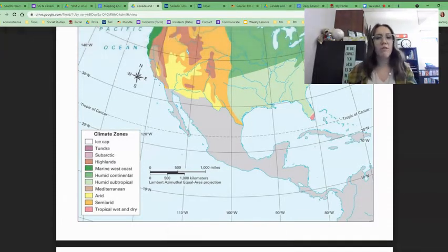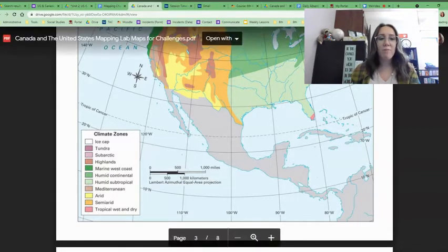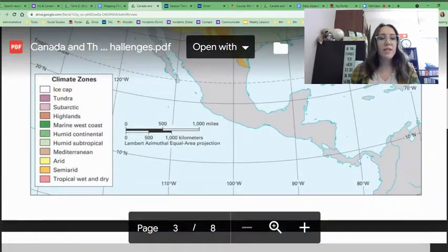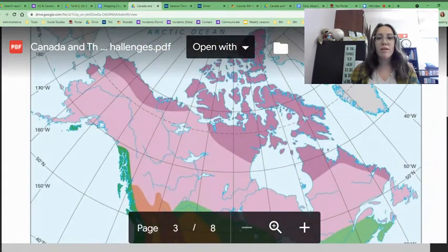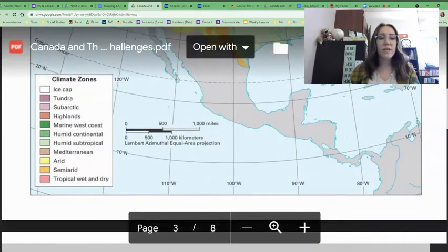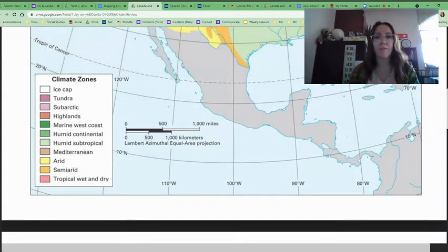So let me briefly tell you about some of these climate zones, just so you know kind of what you're looking at. These top 3 options are ice caps, tundra, and subarctic. You should hear words like ice and Arctic and think that these are very cold. We see most of this up here in Canada and in our state, Alaska, way up north. Then you see in the green areas here, these marine west coast, humid continentals, humid subtropical. You hear that word humid, you hear that word marine.